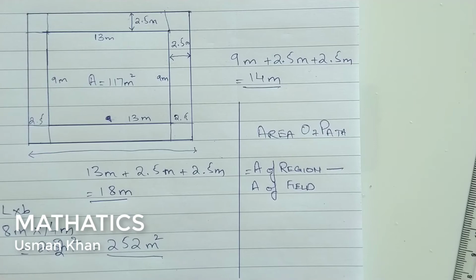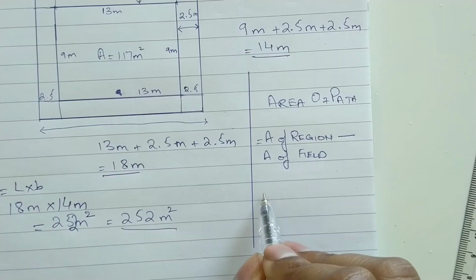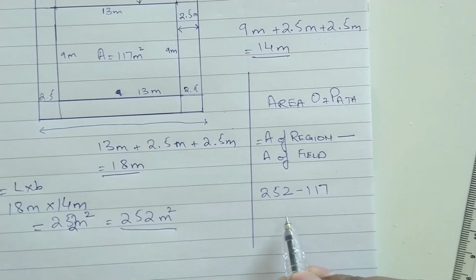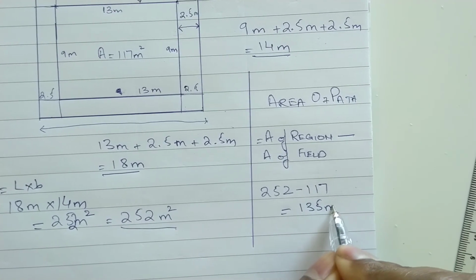To calculate area of the path, we need to subtract area of the field from area of the region. That is 252 minus 117. It becomes 135 meter square.